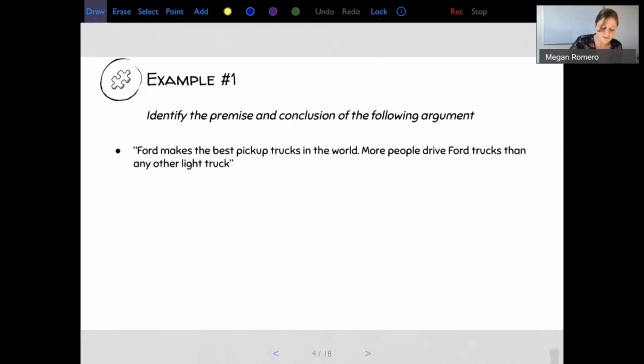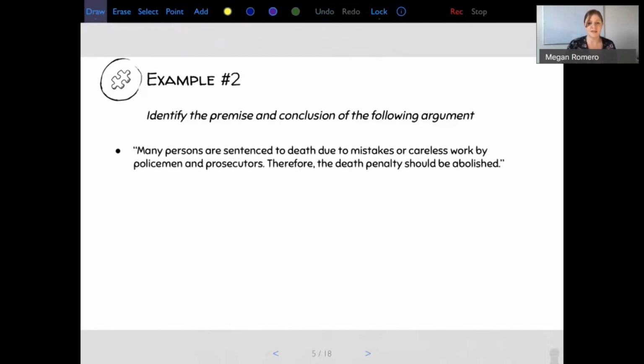The conclusion is Ford makes the best pickup trucks in the world, and what this person is using to support that is that more people drive Ford trucks than any other truck. So the premise, or the assumption, or maybe the fact that they think is being made, is that more people drive Ford trucks than any other truck, and this person is concluding that Ford makes the best pickup trucks in the world.